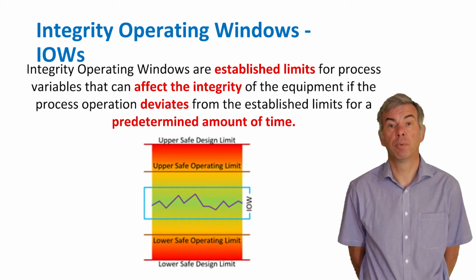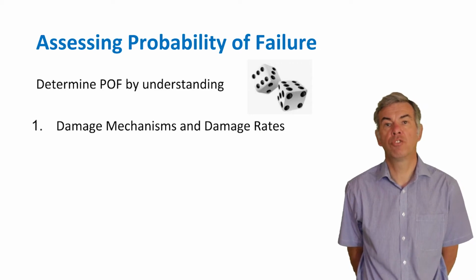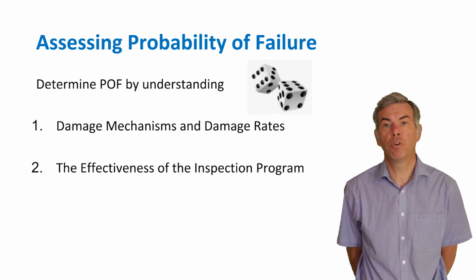Now we understand how the equipment will fail, it is possible to assess the probability of failure. Probability of failure is typically expressed in terms of frequency, usually frequencies per year. Probability of failure is determined by understanding two processes. Firstly, damage mechanisms and their damage rates, and secondly, the effectiveness of the inspection programme to identify and monitor the damage mechanisms. Using a qualitative approach, the probability of failure can be assessed using engineering judgment.